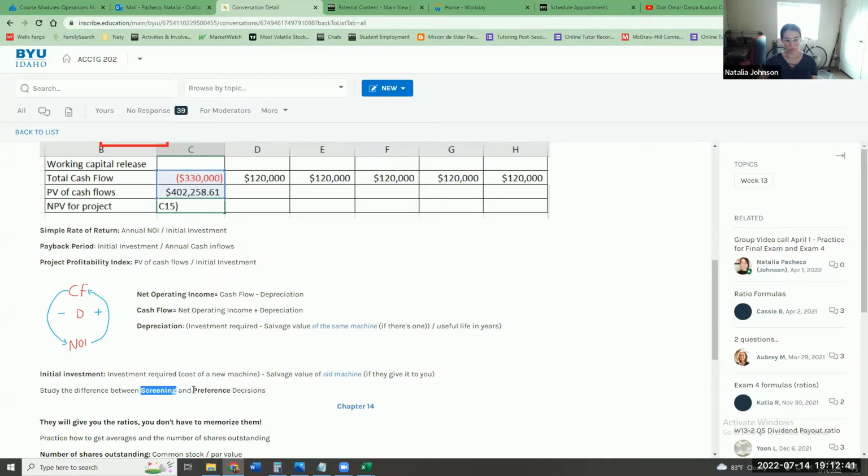Remember the difference between screening and preference decisions. Screening is when you use something like net present value or the simple rate of return to see if an investment is desirable. Preference decisions are about looking at different investment options and choosing the best one.